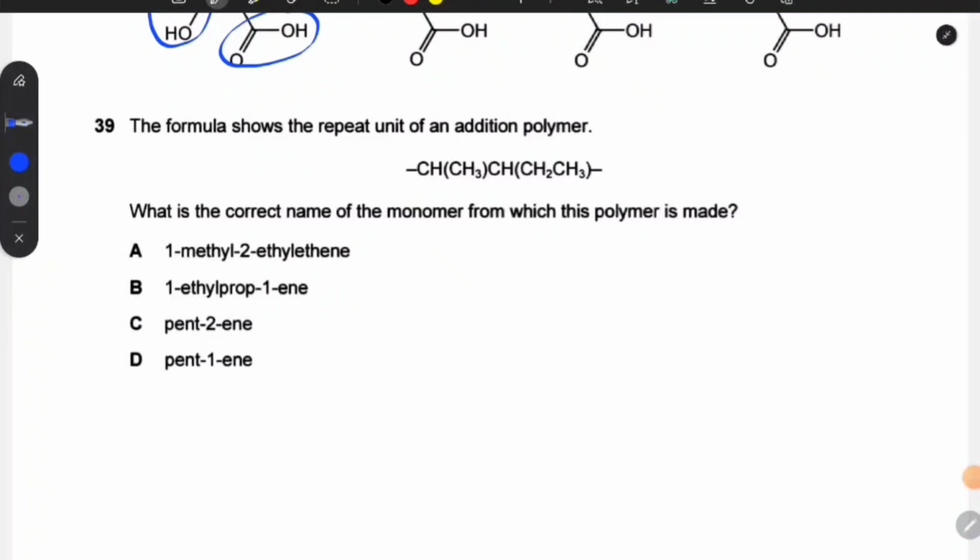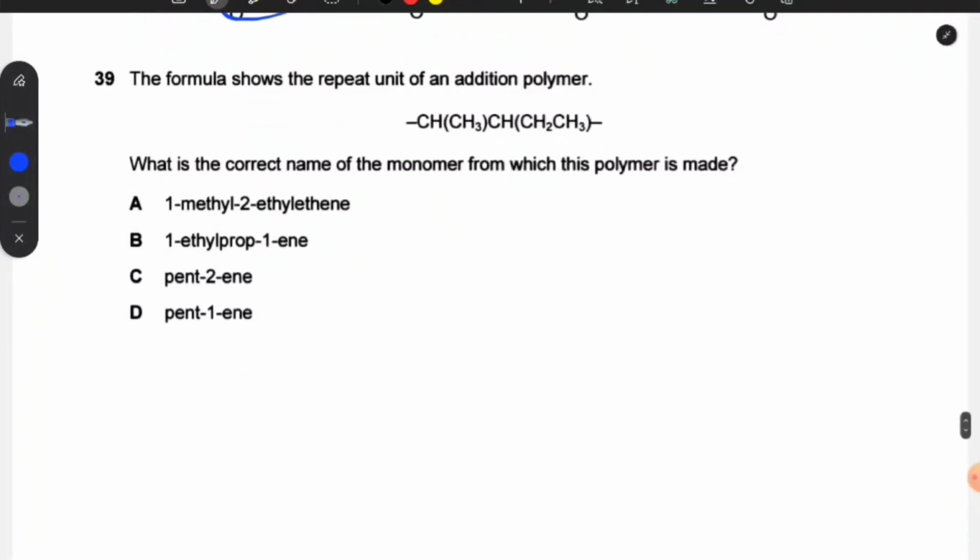Question number 39. The formula shows the repeat unit of an addition polymer. This is our addition polymer. What is the correct name of the monomer from which this polymer is made? Now, this is an addition polymer, and we know that the monomer should have a double bond. So to get the name of the monomer, we need to know its structure. We can get the structure by knowing the structural formula of this polymer. I'm just drawing this polymer.